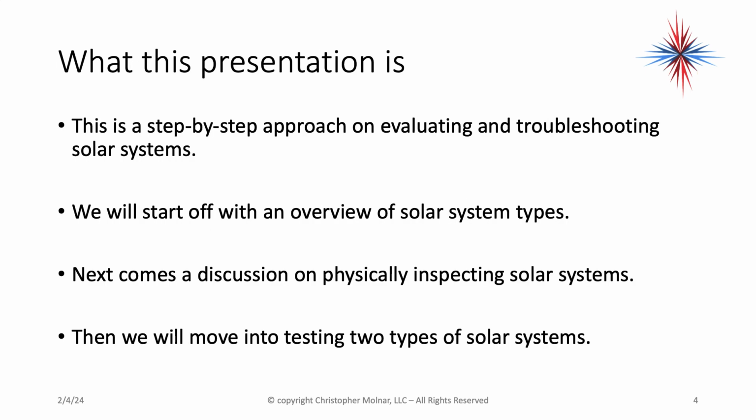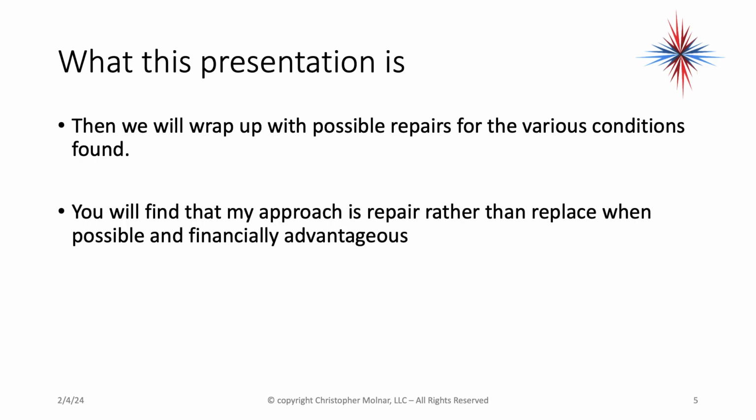We are going to be taking a look at a step-by-step approach on evaluating and troubleshooting solar systems. We're going to start off with an overview of solar system types just to get us all on the same track. We're going to talk about physically inspecting solar systems, and then we're going to move into testing two types of solar systems. Then we're going to wrap up with some possible repairs for the various conditions you'll find.